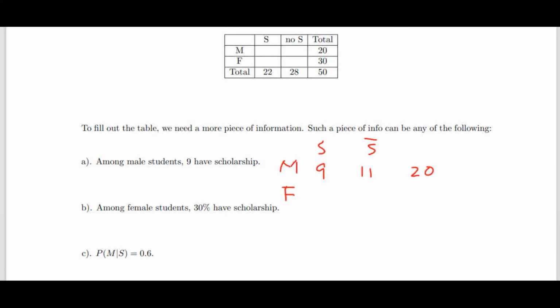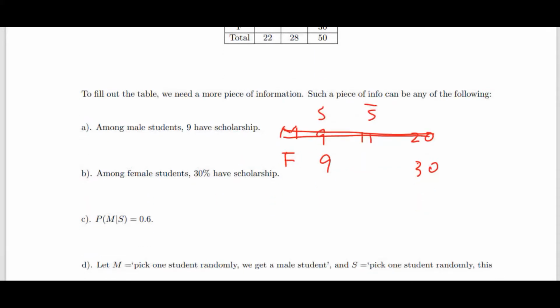Okay, so for the female part, we can fill it out. Let's say for condition B, among female students, they have scholarship. So how many females get a scholarship? We can find this: 30% of 30 is 9. So we say nine females got a scholarship. Then using this information, we can fill out this table.